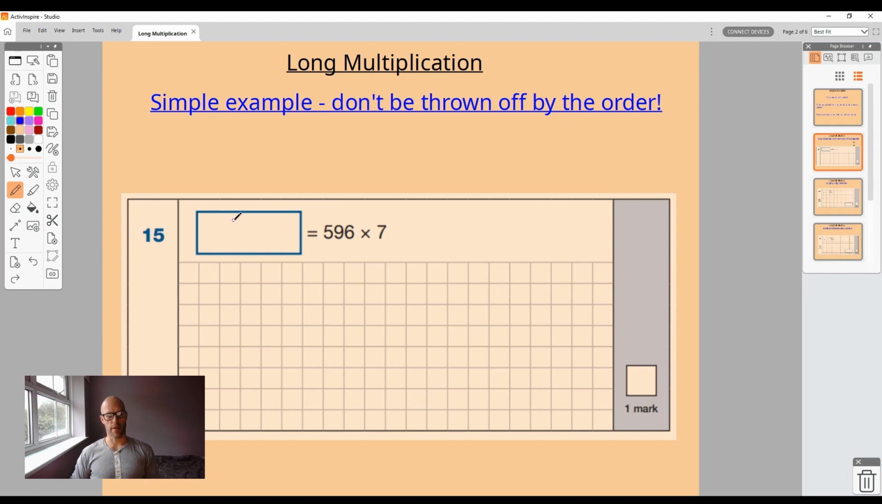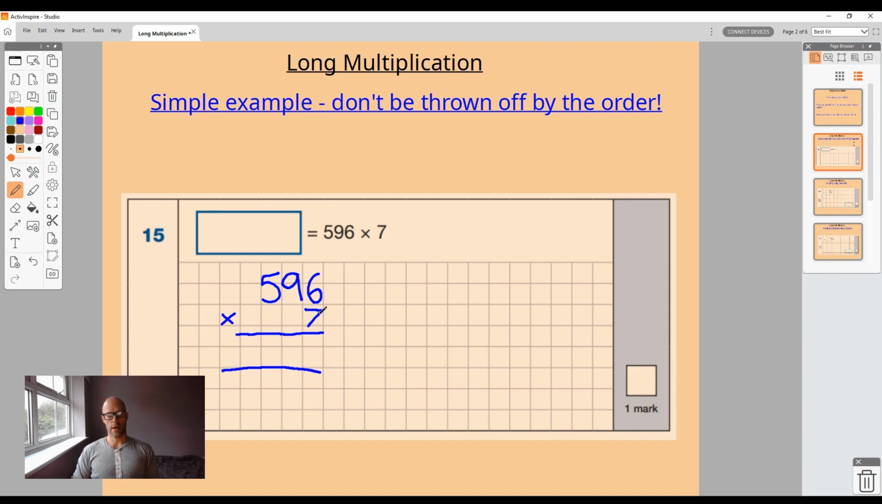Firstly, don't get thrown off by the fact that your answer block is on the left and your question is on the right. Our equal sign means these two things are equal, so we can write them in whatever way we would like. Writing things neatly is really going to help when we have some more complicated questions, but my minds are never that straight.